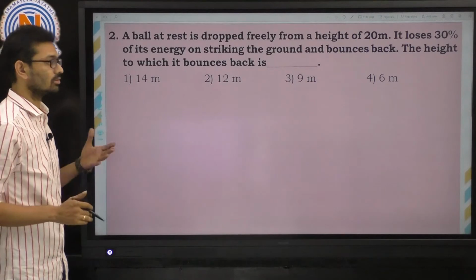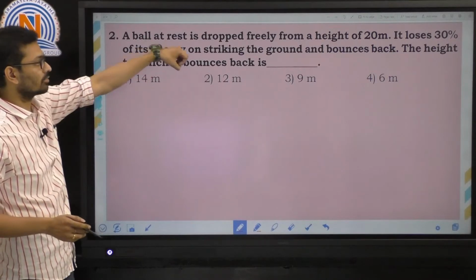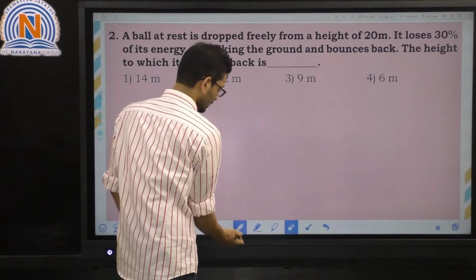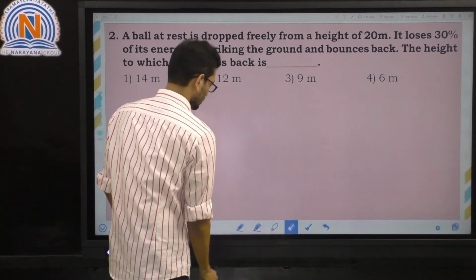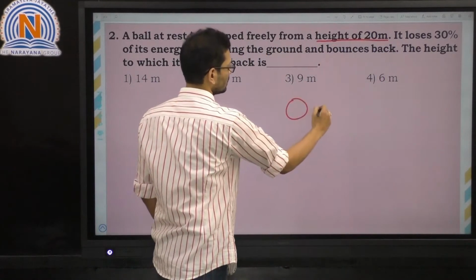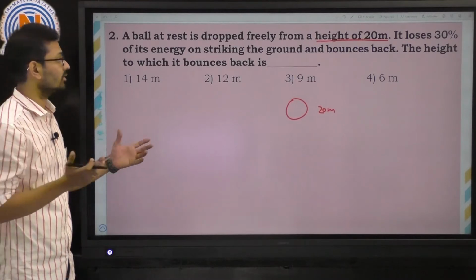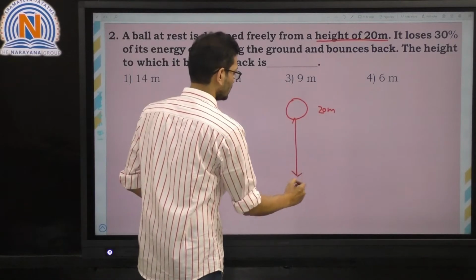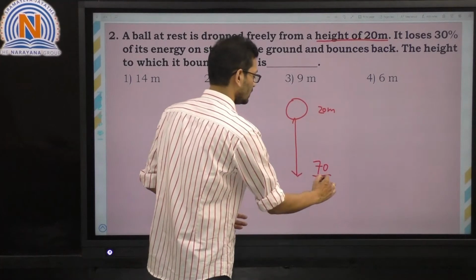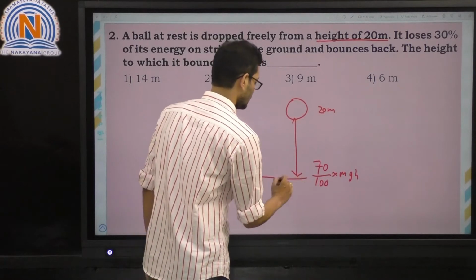Now your second question has the same way of solution, and this is also a ball at rest. It is dropped freely from a height. The height at the starting point is 20 meters, and it lost 30% of its energy after hitting the ground. That means how much is remaining? 70% is remaining. 70 by 100 into mgh is going to be the energy when it just hit the floor.